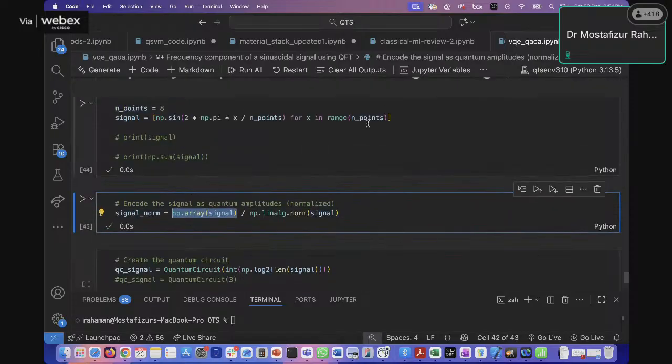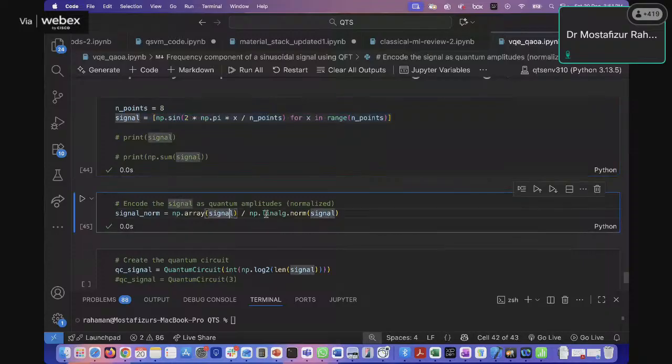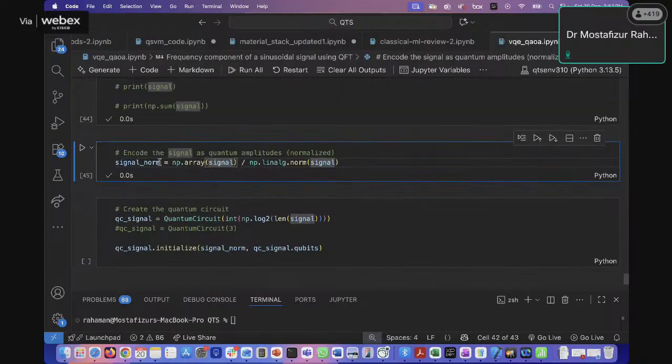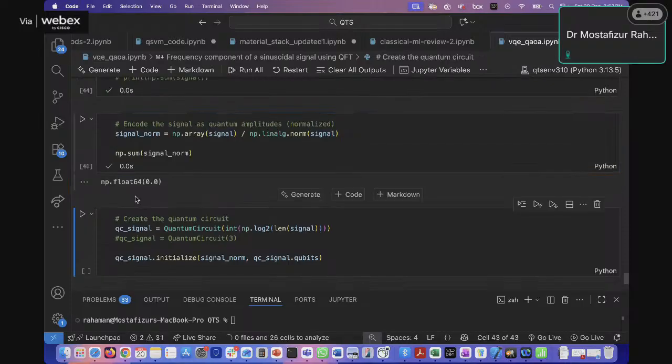So the signal is defined in this way, right? And I have done the normalization of that signal. So the normalized signal I have written as signal norm, right? Now if you see the sum of this, the np dot sum, it should come to 1, not sure. Let's check, theoretically it should be 1.